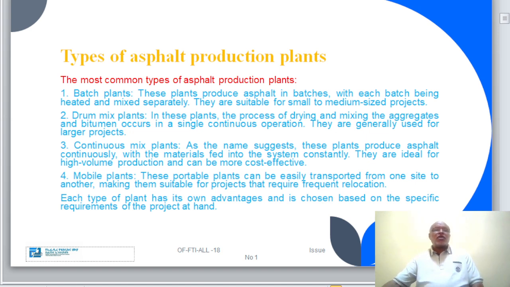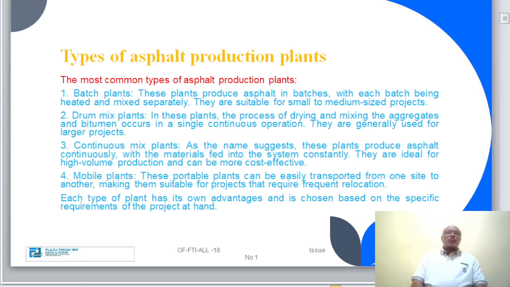In batching plant, the hot aggregates are stored in hot bins before mixing with bitumen in discrete batches in a pug mill mixer and then loaded onto trucks or transferred to a silo for temporary storage. In drum mix plant, the mixing of aggregate and the bitumen takes place in the dryer or heater drum, after which the asphalt is stored in a silo before being loaded onto delivery trucks.